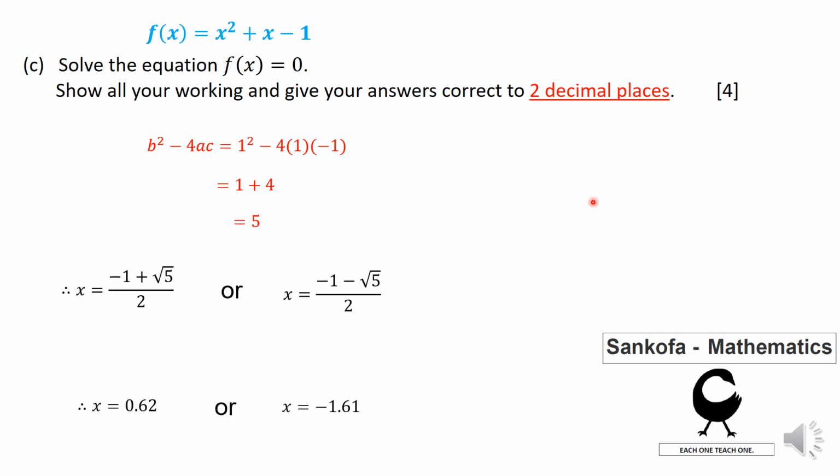Feel free to write down the full quadratic formula. You will also realize that for two decimal places, you arrive at values of x equals 0.62 and x is equal to about minus 1.61. And that is correct to two decimal places.